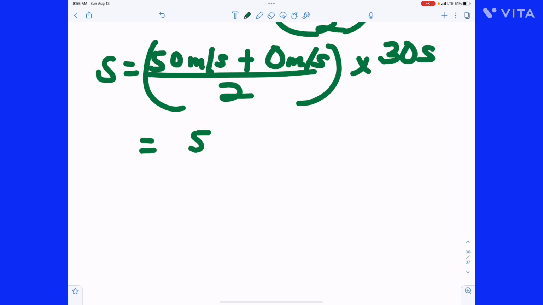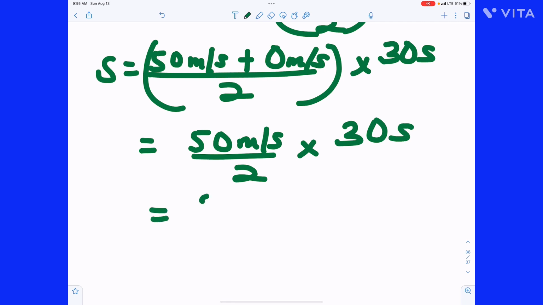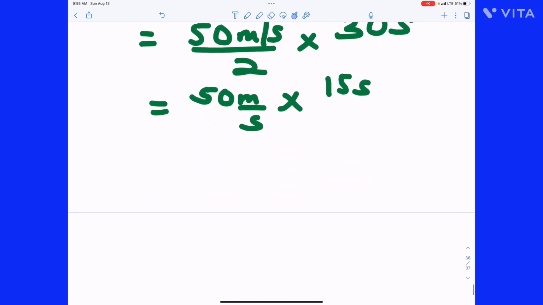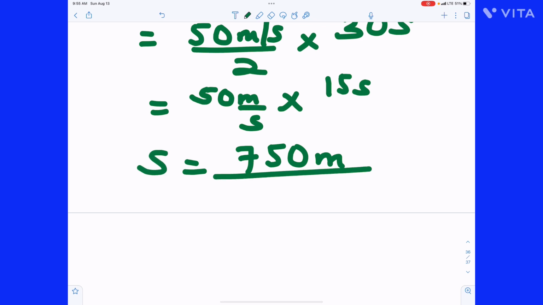50 plus 0 gives 50 meters per second over 2 times 30 seconds. That's what? 50 meters per second times 15 seconds. You know how I got 15? 2 here, 1, 2 in 30, 15. And that's what? 50 times 15, 750 meters. That's a long distance. So aeroplanes travel so far like this before they finally stop.